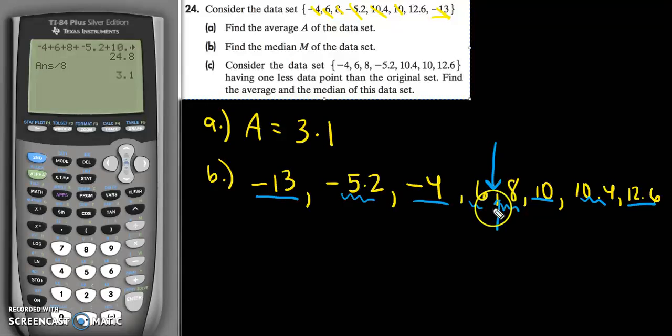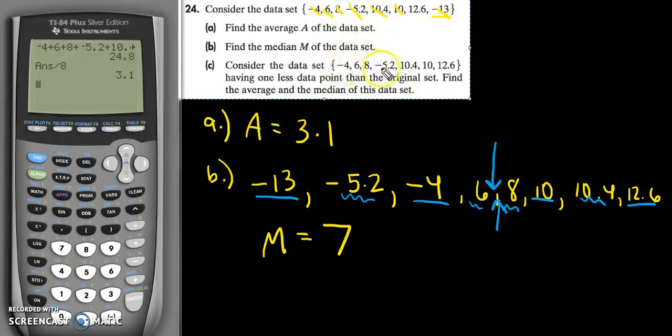So what do I do when it falls halfway between? Well, I find the average of these two numbers. So if I add up 6 and 8, I get 14 and divide by 2. Or sometimes when they're whole numbers, it's easy to eyeball that 7 is halfway between 6 and 8. But either way is up to you. And so it looks like the median of this set is 7.